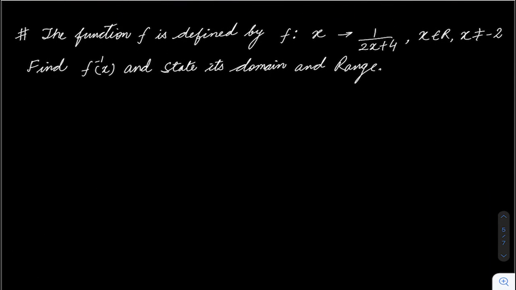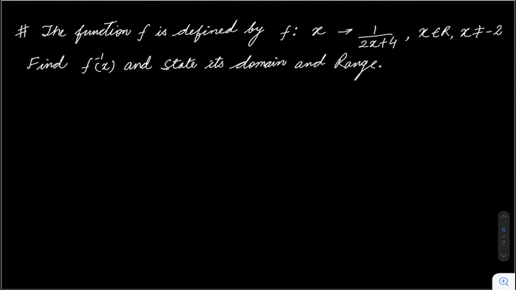My first question is: the function f is defined by f: x is mapped to 1 upon 2x plus 4, and x belongs to R, x is not equal to 2. So what is this? This is nothing but the domain of f, right? We discussed this in the last question also. Next is: find its inverse and state its domain and range. So now we are going to find the domain and range also.